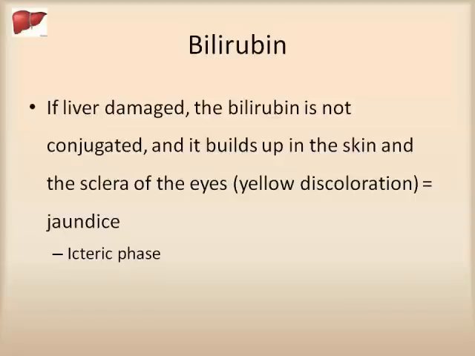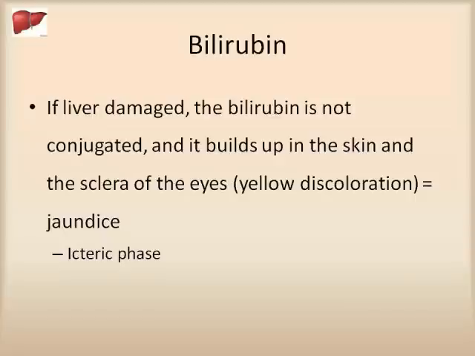If the liver is damaged, that part where the bilirubin is conjugated doesn't take place or has a hard time taking place. So yes, the red blood cells are broken down into bilirubin, but it can't go anywhere. So it builds up in the skin and the sclera of the eyes. That's that yellow discoloration, and that's called jaundice. This is a description of what happens in the icteric phase of hepatitis.